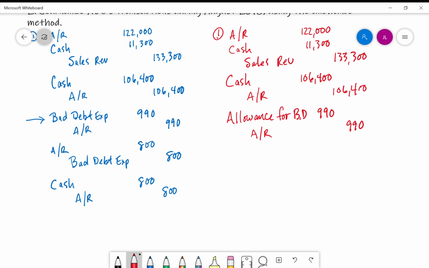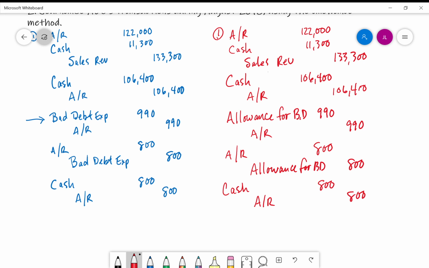Now, when we come to the point where we receive these funds that we thought were uncollectible, we do basically the same thing. We will have a debit to accounts receivable for $800, but here we have to credit our allowance for bad debt, and then the cash we received stays the same. So in journalizing these, there's not much of a difference with what we do.